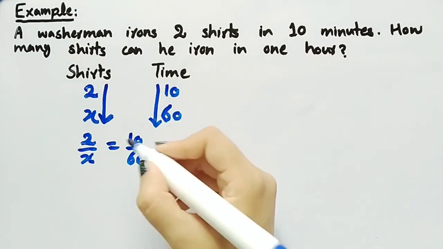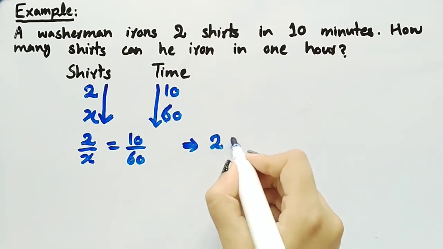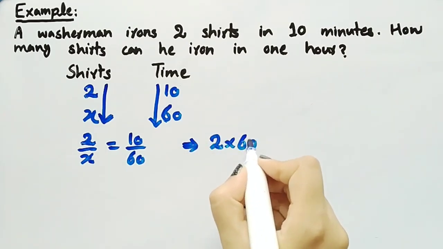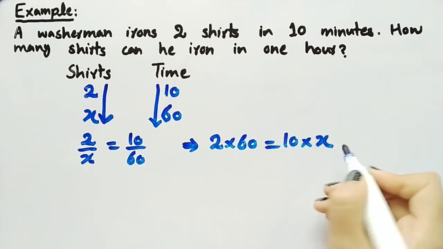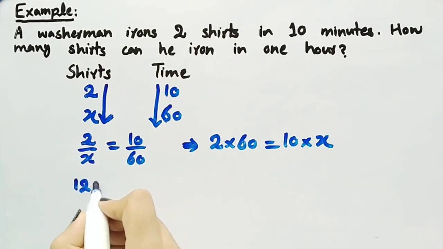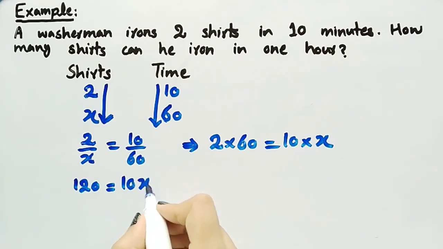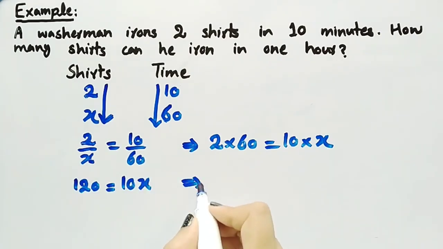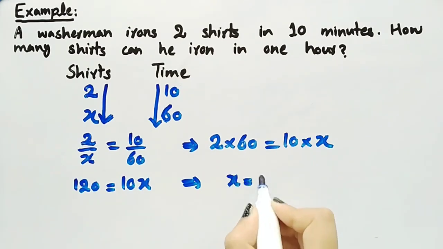Now we will cross multiply both terms and we get 2 multiplied by 60 equal to 10 multiplied by x. 2 times 60 is 120, equal to 10 times x. Now dividing by 10 on both sides, we get x is equal to 12.